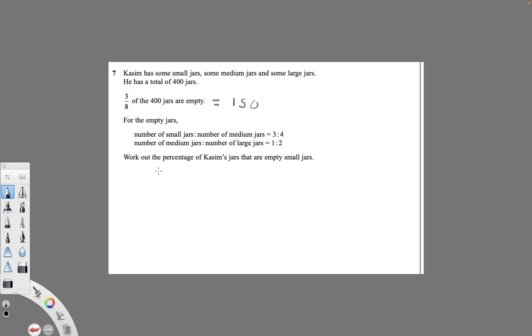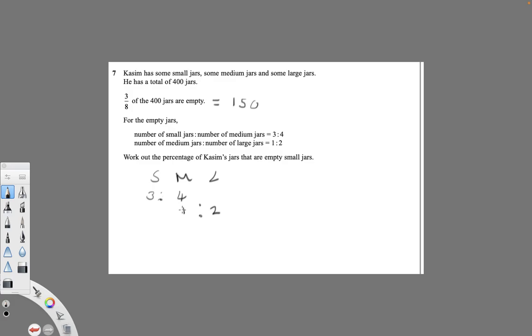if we write here small, medium, and then large, and we write in what we know, that small to medium is 3 to 4, and we know that medium to large is 1 to 2. Now the problem we've got here is that these two ratios don't really tie up, so we don't know this figure here and we don't know this figure here. Quite easy to work that out though.